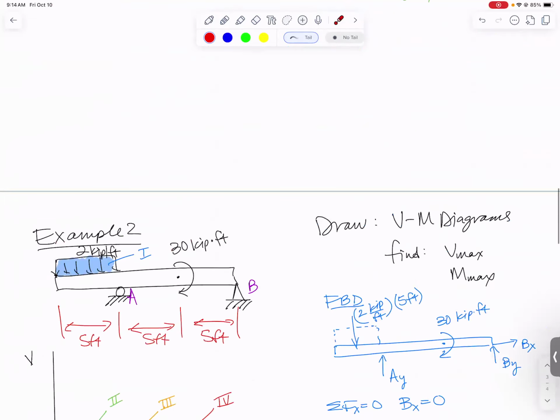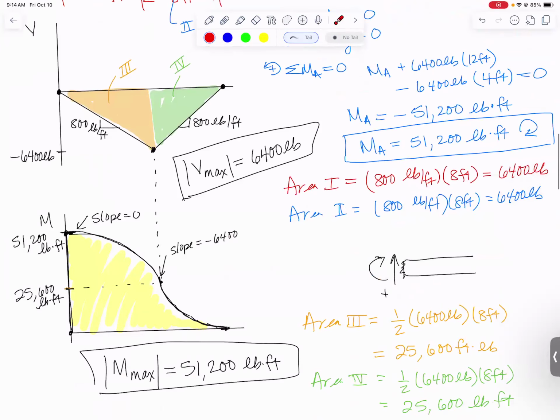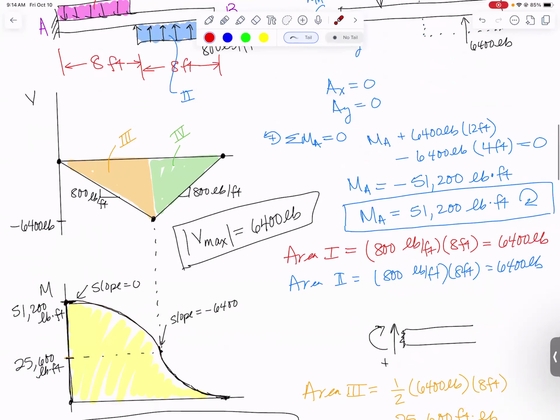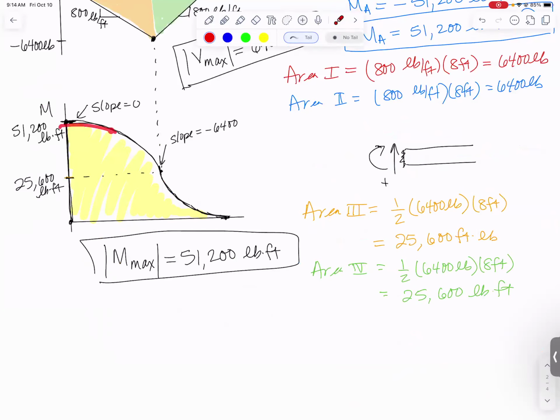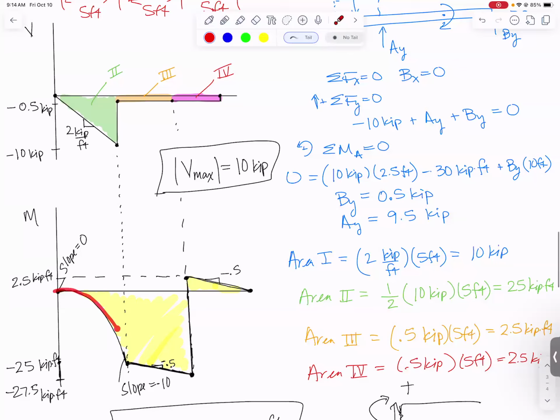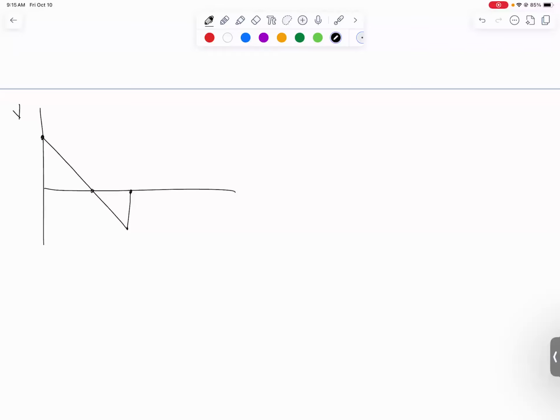The things that make them hard are because we have distributed loads, we are now going to have parabolas in our bending moment diagrams. All of these examples I showed had V always negative, so these are always going downward. In this case, V was negative, so our parabolas are going downward.